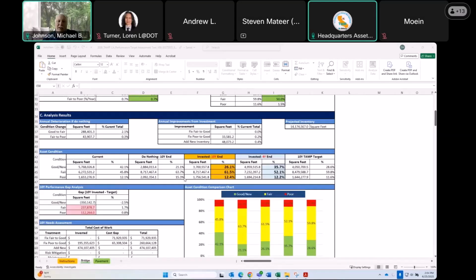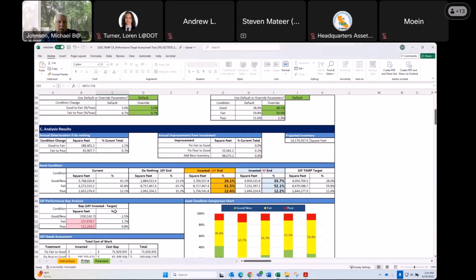So you got the 18. Oh yeah, okay. Just those two little salmon colored cells down there. This is showing that with the investment level that you have at the end of 10 years, in the kind of goldenrod colors above that to the right, we would expect you to have 26% good, 61.5% fair, and 12.4% poor.